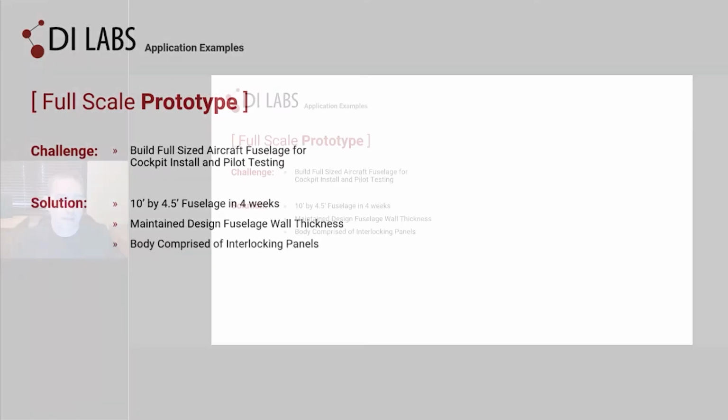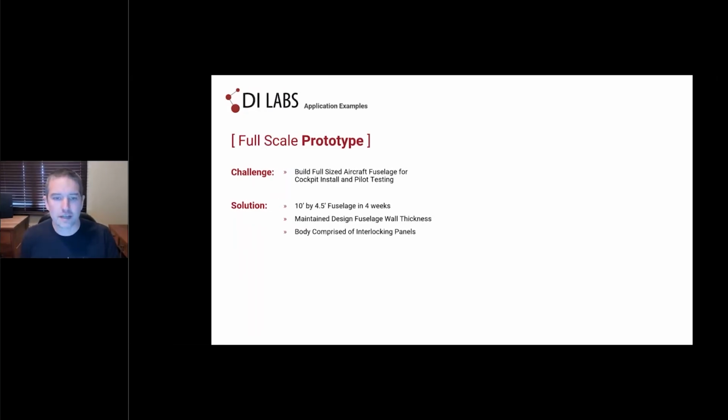So the solution for that, we produced for them a 10 by 4.5 foot long fuselage in about 4 weeks from the time that they provided us with their fuselage design. We maintained the design wall thickness for their structure, which is about 300 thousandths thick. The body was comprised of interlocking panels and ultimately had an auto body style finish.